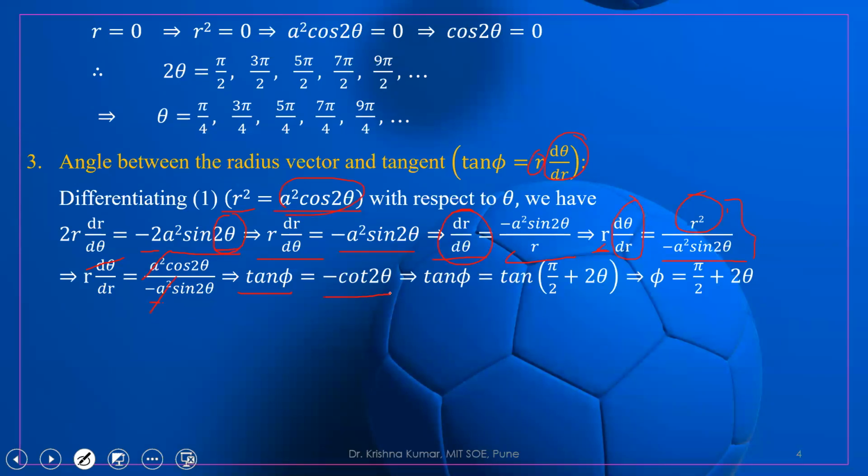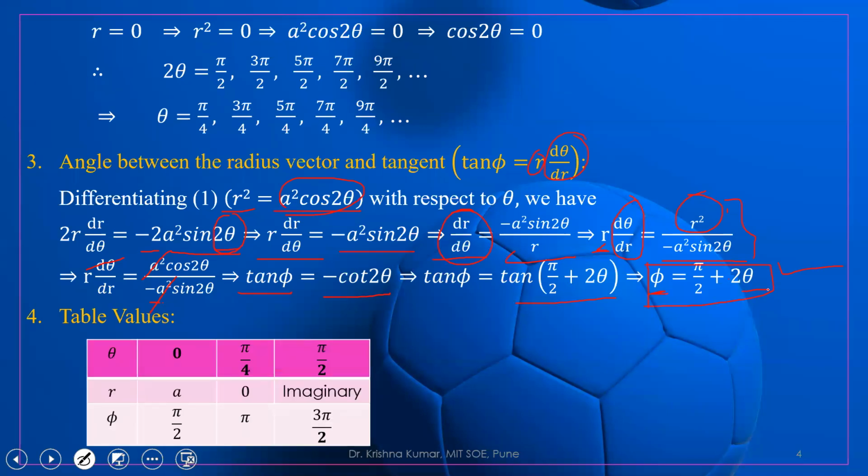And cot 2 theta is what? It is tan of pi by 2 plus 2 theta. So the value of phi is equal to pi by 2 plus 2 theta. So with the help of this relation, we are able to find out the value of phi for any value of theta. Next one is the table values.